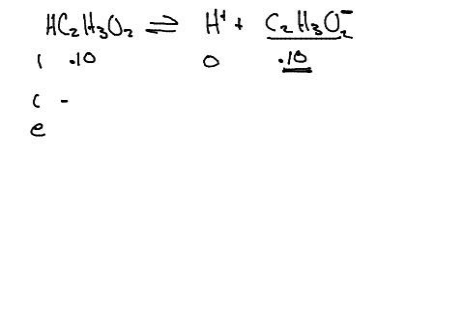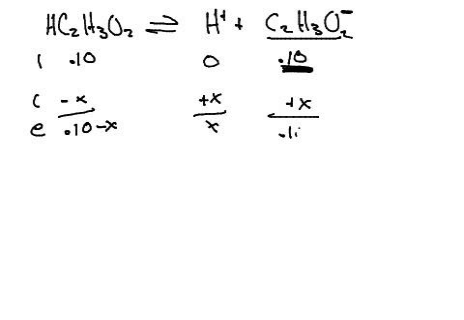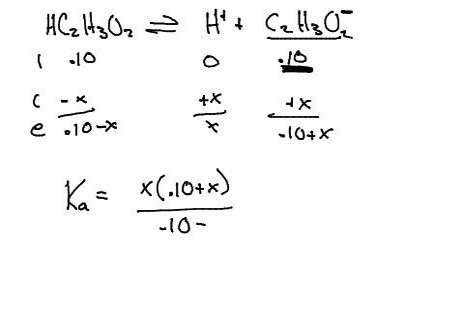Then the equilibrium happens. Now we just do the same thing we've done before. The only thing that's different is we now have an initial quantity over here. So plus x, so this is x, but this of course will be plus x. It'll be 0.10 plus x. So now we'll use our Ka, and it will be equal to x times the quantity 0.10 plus x over 0.10 minus x. I'm going to say 0.1, I think it's easier. And then the Ka, of course, is still 1.8 times 10 to the minus 5.